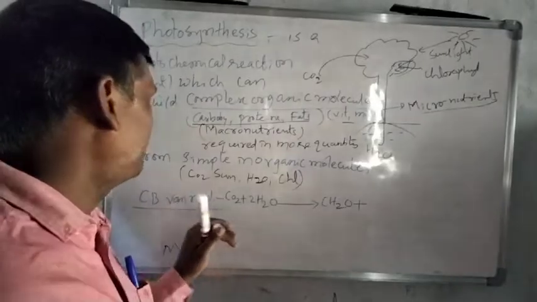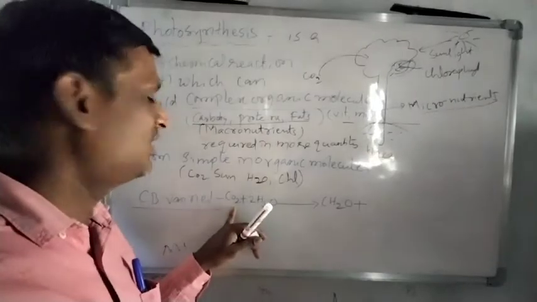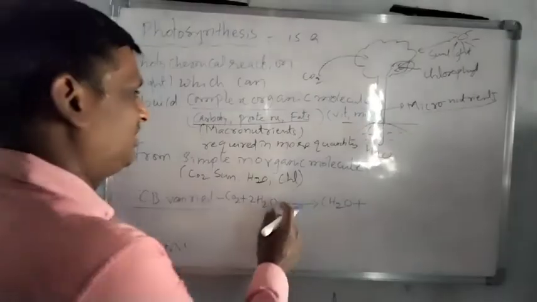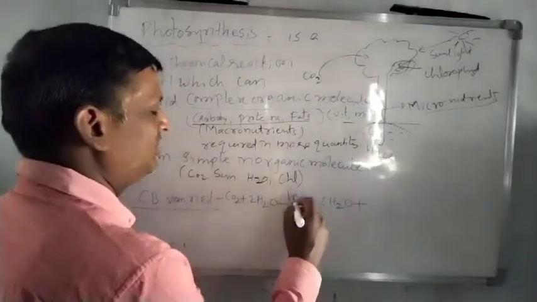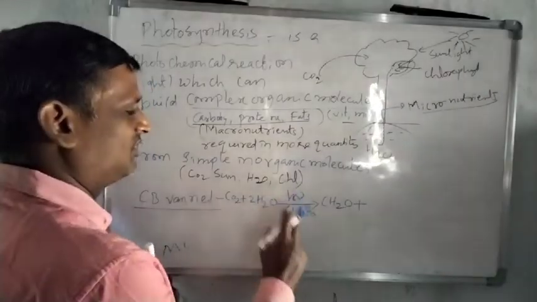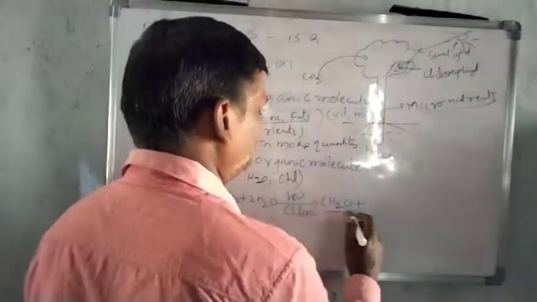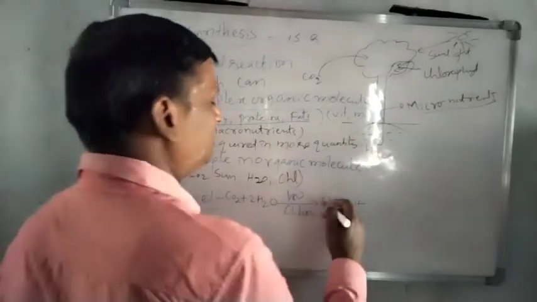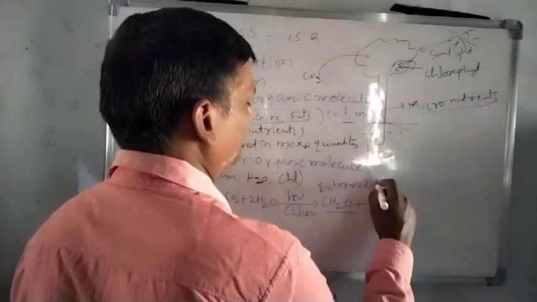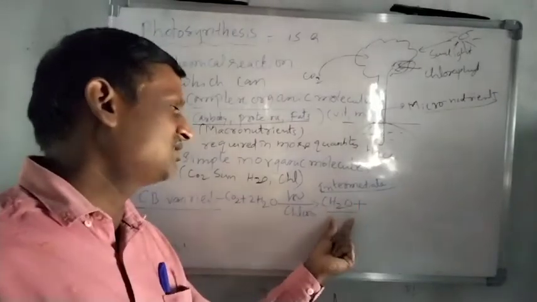According to C.B. Van Niel, for the formation of a simple carbohydrate we need 1 mole of carbon dioxide and 2 moles of water. When these participate in photosynthesis, with h nu meaning sunlight, and chlorophyll, by associating carbon dioxide, water, sunlight and chlorophyll, we get an intermediate, CH2O. This is not the complete carbohydrate. Before the formation of carbohydrates, we get some intermediates.